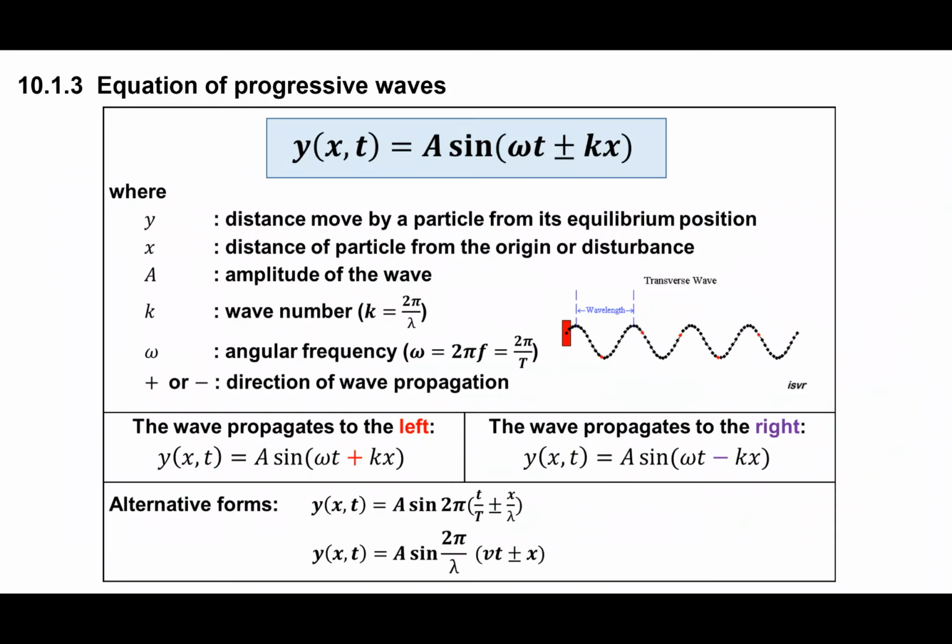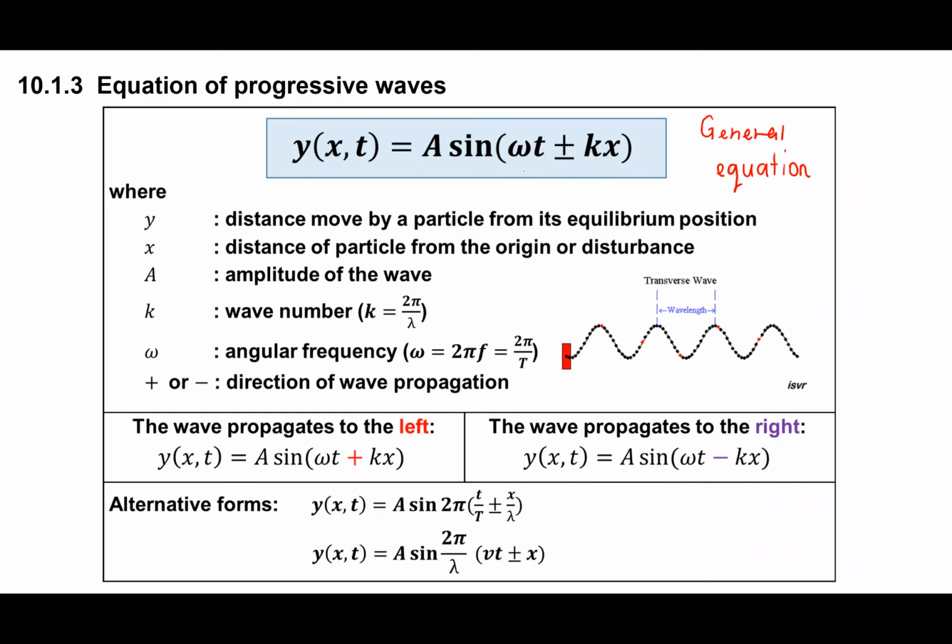Kalau diberi dalam unit yang bukan SI, revolution per second ke revolution per minute, you are responsible to convert into SI unit. Okay, sekarang kita pergi kepada equations of progressive wave. So basically dekat dalam kotak ini kita ada general equation untuk progressive wave. So kita ada y equals to a sin bracket omega t plus minus. Bukan dalam equation tu kena ada plus minus, tak. Either you boleh tulis you punya equation sama dengan y equals to a sin omega t plus kx, ataupun y equals to a sin bracket omega t minus kx.